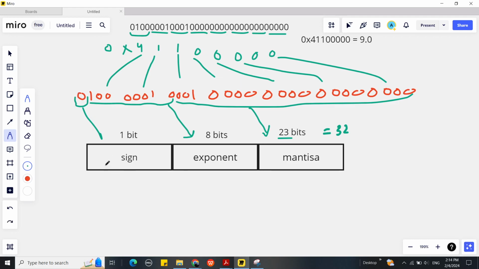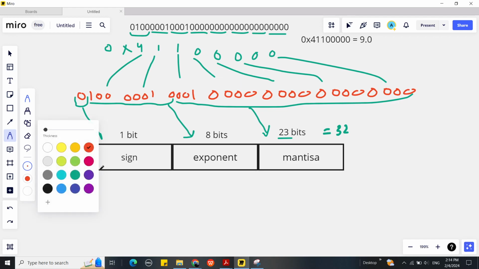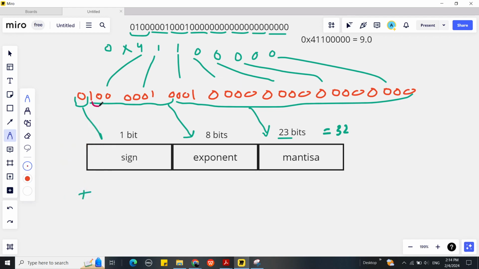Okay, so we said that if the first bit is 0, then the number is positive, and therefore our number is positive right now. Then we take the exponent. We have our exponent as this, which is 8, and this is going to be 2. So my exponent now is 82.